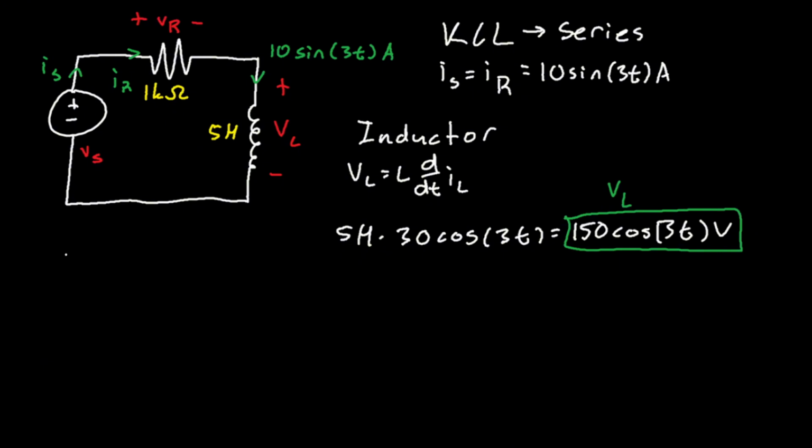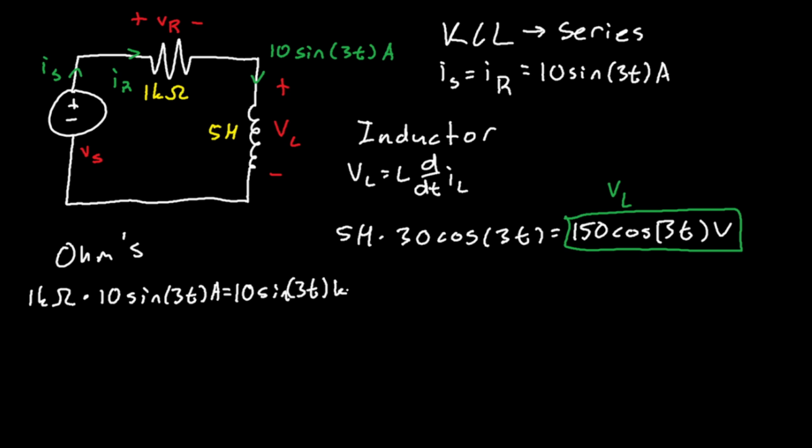All right, let's do one more step. We can use Ohm's law at this resistor, correct? So we have the current and we also have the resistance. So 1 kilo ohm times the current, 10 sine of 3t amps. You would simply just get 10 sine of 3t kilovolts. So this right here would be the voltage at your resistor.